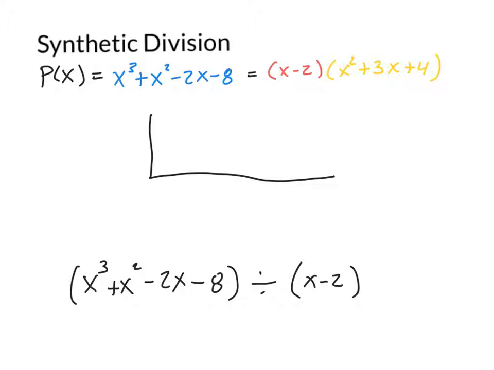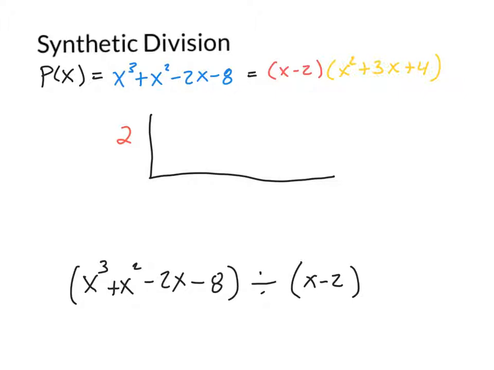Right, so the first thing I identify is what I want to divide by. And so I have x minus something here. And that something in this case is a 2. And so I take that 2 and I put it on the outside of my box, like right here, 2. Okay? The second thing that I do is I look at my first polynomial, what I'm dividing into, and I take all of these coefficients. So as I read down, I read off all my coefficients, 1, 1, negative 2, negative 8.